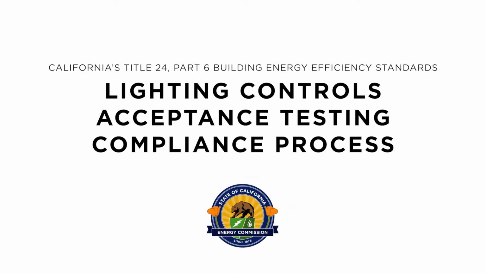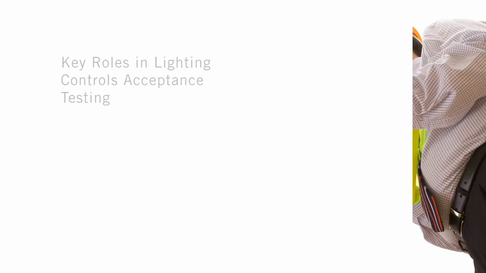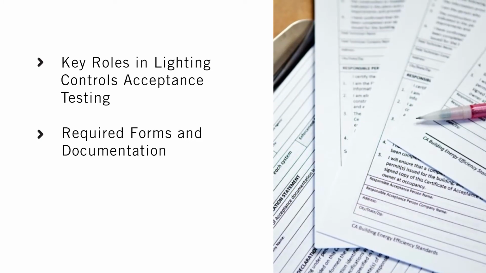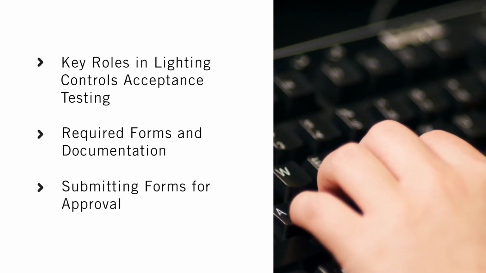Welcome to the Non-Residential Lighting Controls Acceptance Testing Compliance Process video, where you'll learn about requirements in California's Building Energy Efficiency Standards, also known as the Energy Code. We'll discuss who is involved in the lighting controls acceptance testing compliance process, which forms are required, and how to submit forms for approval.